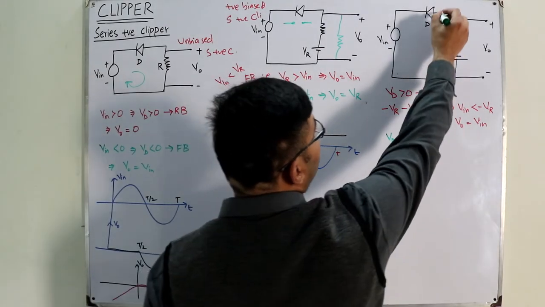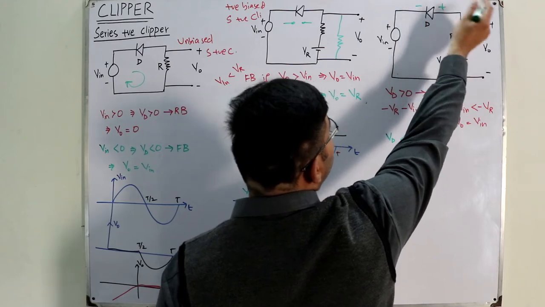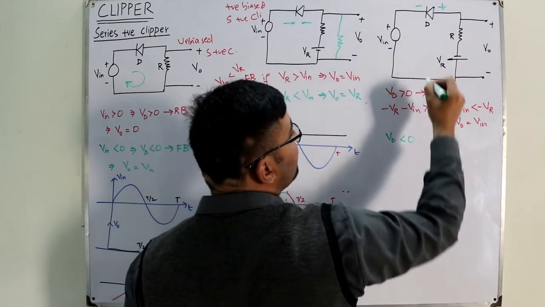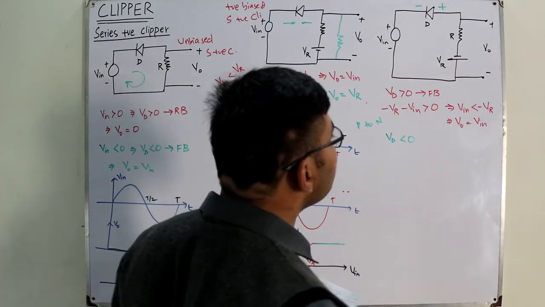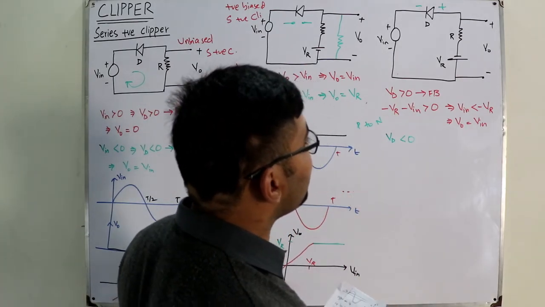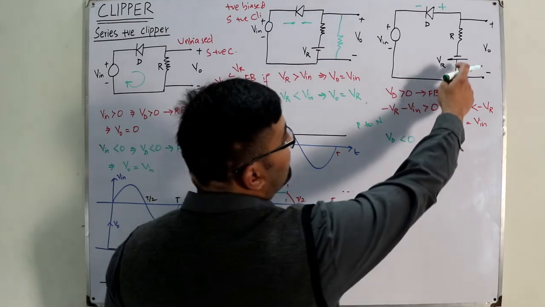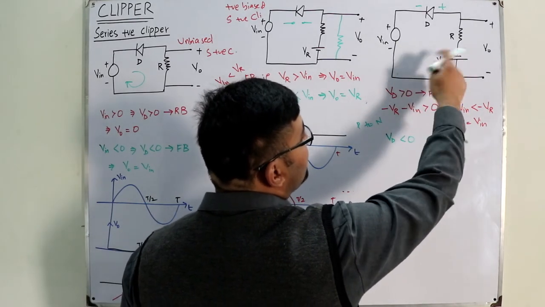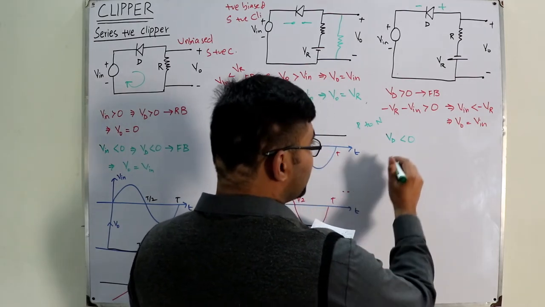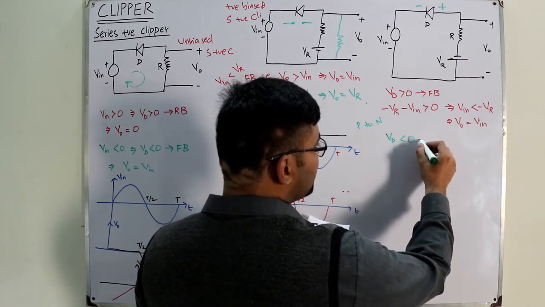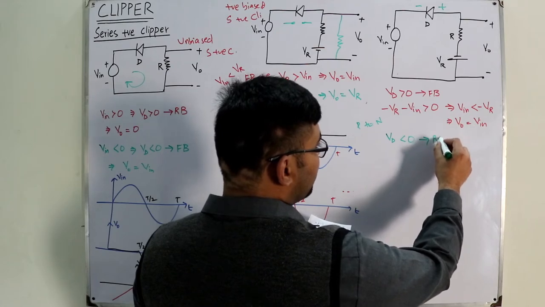Similarly, to make the diode reverse biased, the voltage across it should be negative. Basically, we talk about P to N voltage. P to N voltage should be negative. And when would that be? When V input minus of VR is less than zero. Yes, when the voltage across the diode is negative, this would be reverse biased.